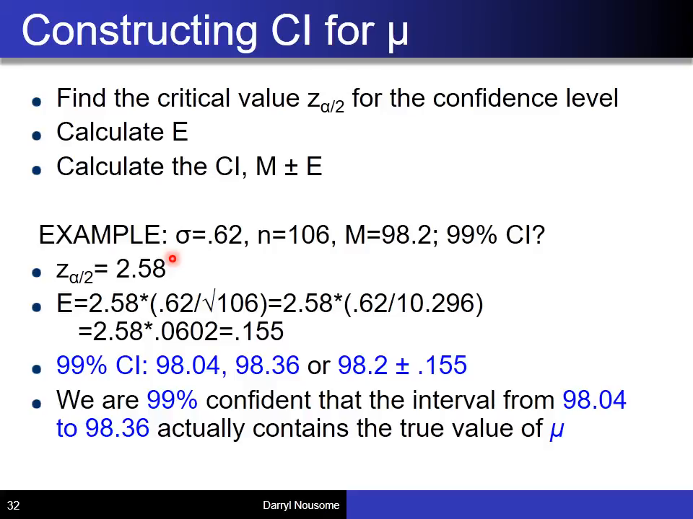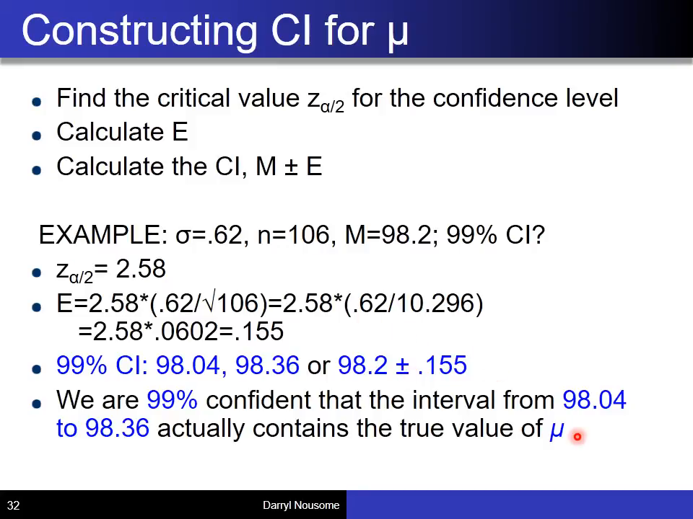Okay, and use your formula that's given before to multiply that out, and that's our margin of error of 0.155. So our confidence interval is therefore just the mean, or our point estimate given here of 0.982, plus or minus our margin of error, which is 0.155. So then it's ranging from 98.04 to 98.36, or given by the value plus or minus the margin of error.